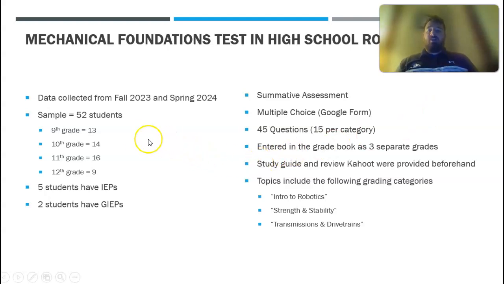I broke down that sample into 13 ninth graders, 14 10th graders, 16 11th graders, and 9 12th graders. 5 of those students have IEPs, and 2 students had GIEPs, so they were considered gifted.